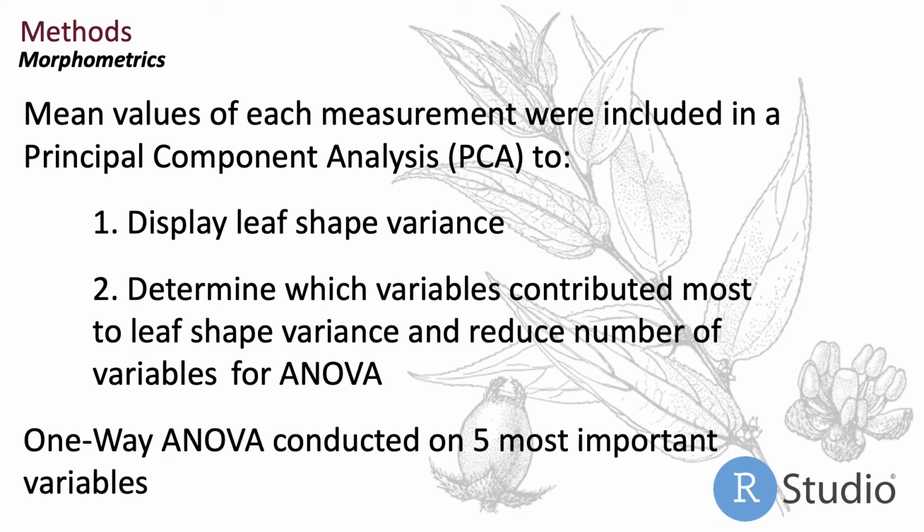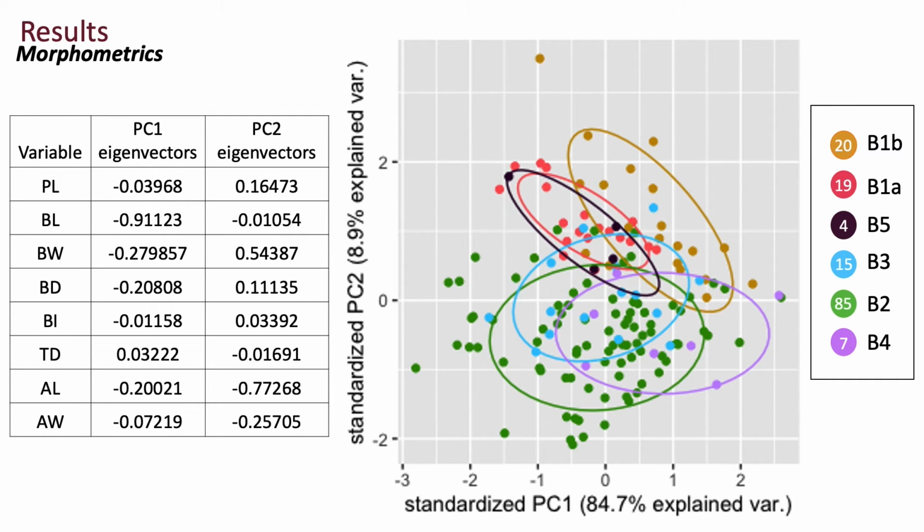Then from there, I calculated the mean values of each of those measurements and included those in a principal component analysis. So with this principal component analysis, we can display the leaf shape variance and see if these lineages are occupying different morphological space. And we can also reduce the dimensionality of the data, which means that we can determine which characters contribute the most to the leaf shape variance, and then reduce the number of variables that we use in a one-way ANOVA. So with those one-way ANOVAs, we can look at character by character if they're statistically significantly different between lineages. So here's some results.